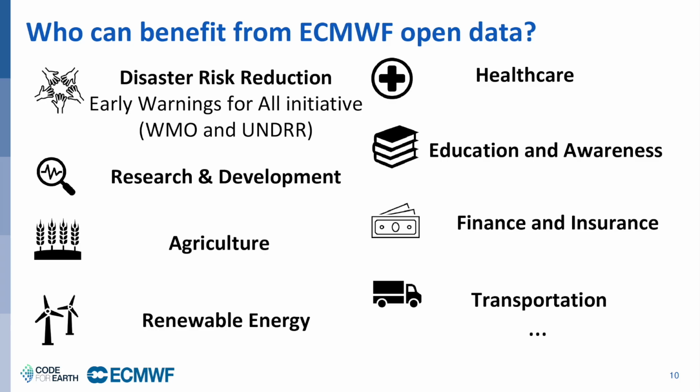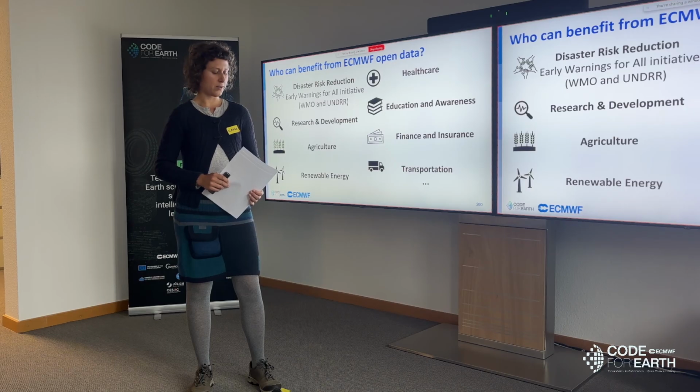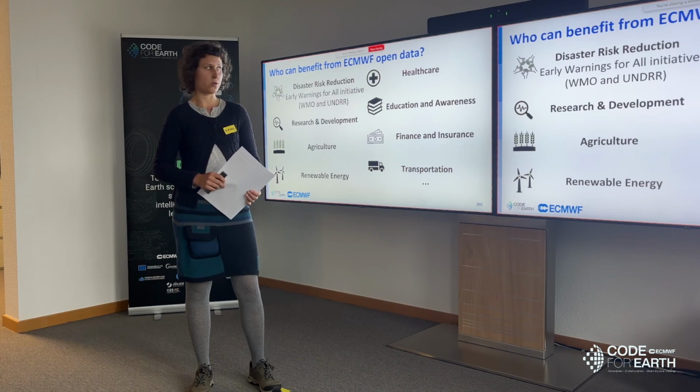How ECMWF open data impacts different sectors, I will present only some of them. So on disaster risk reduction, open data allows for better preparation and response to extreme weather events, supporting initiatives like Early Warnings for All, to ensure universal protection from hazardous hydrometeorological, climatological, and related environmental events through life-saving early warning systems and resilience efforts.